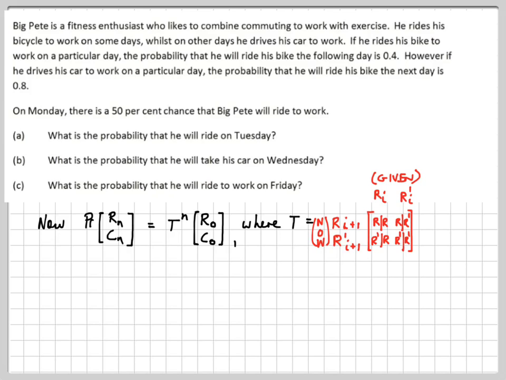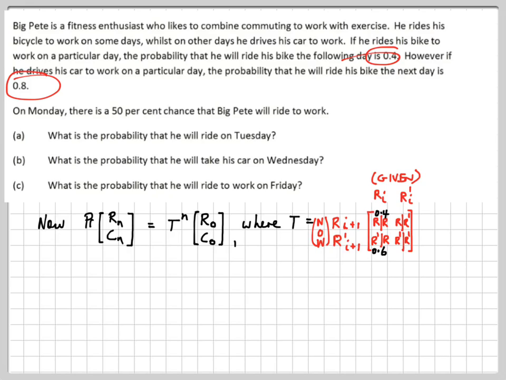Now let's try and fill in the numbers based on the situation that we had there. We know that if he rides his bike to work, 0.4, that's riding given that he rode the previous day. So that's going to be an R given R, isn't it? So let's put that there, and therefore the second item in that column must be 0.6 because they have to add up to 1.